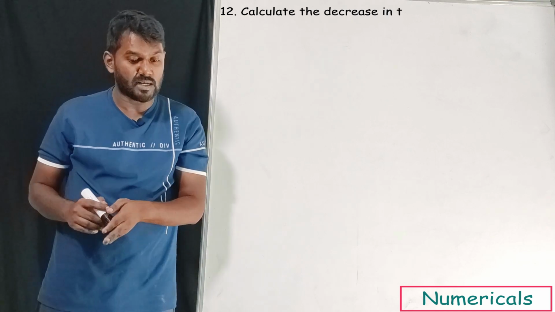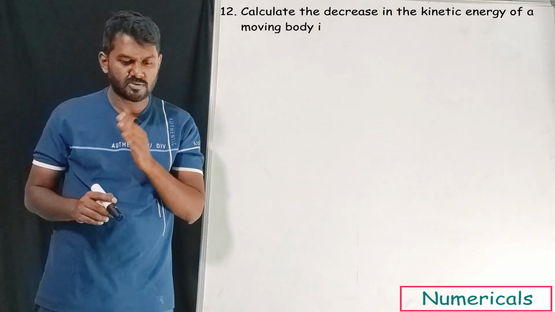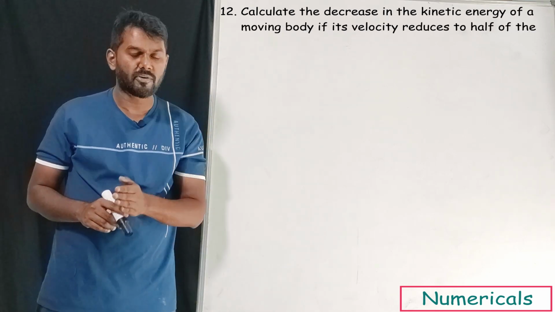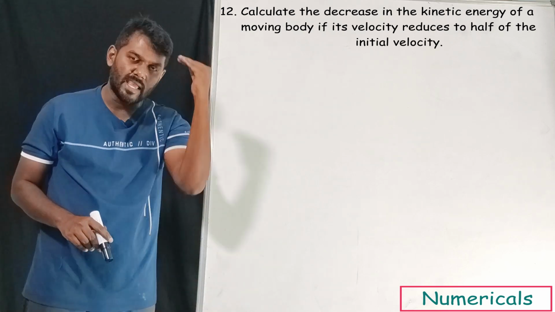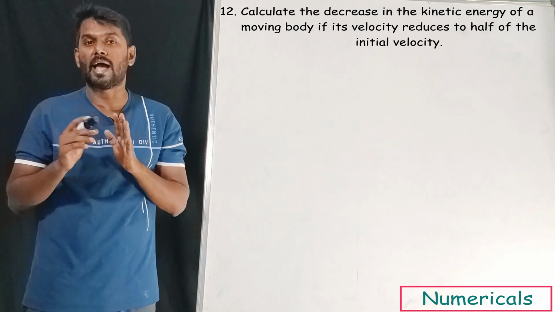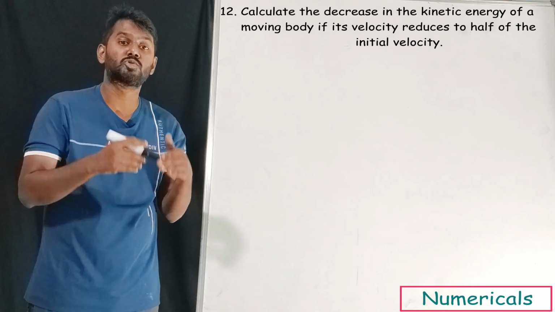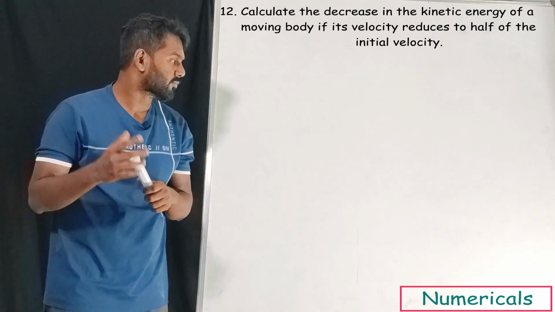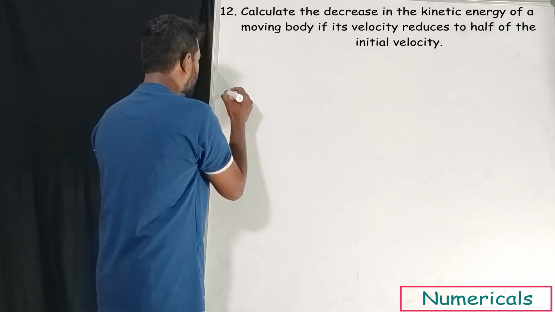Question number 12. Calculate the decrease in kinetic energy of a moving body if its velocity reduces to half of its initial value. This is exactly like the previous question. In the previous question, they were looking only for the answer. In this question, we have to show how we got to that answer. First we will write the given data.